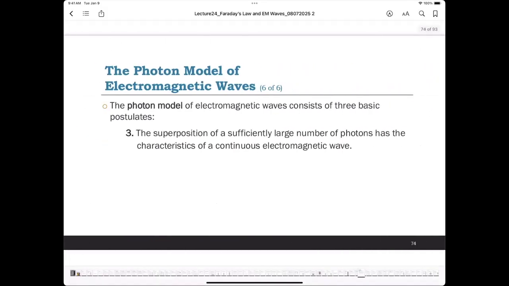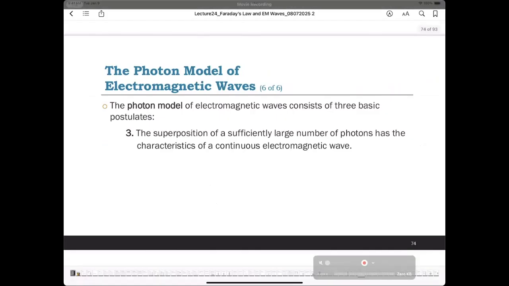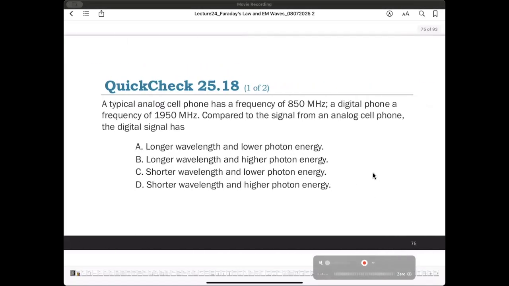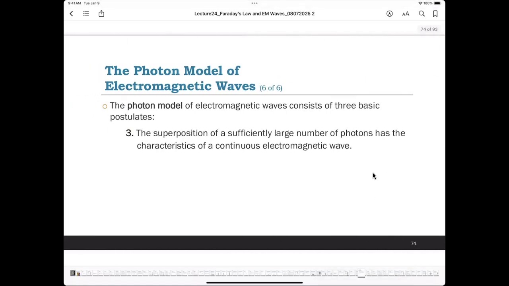And the third postulate is that the superposition of a sufficiently large number of photons has characteristics of a continuous electromagnetic wave. These are the three basic postulates for the photon model of electromagnetic waves. Okay, and let's review some questions.